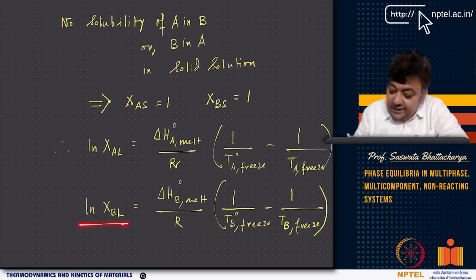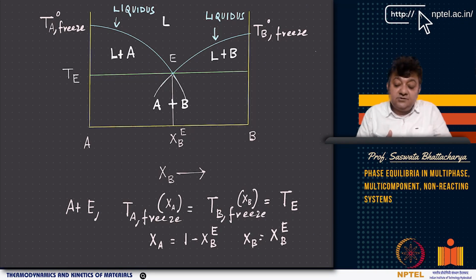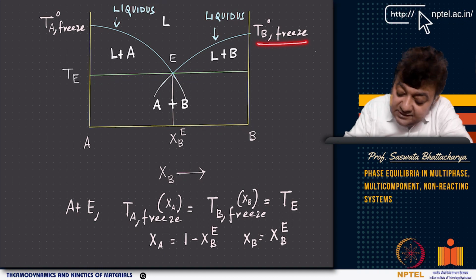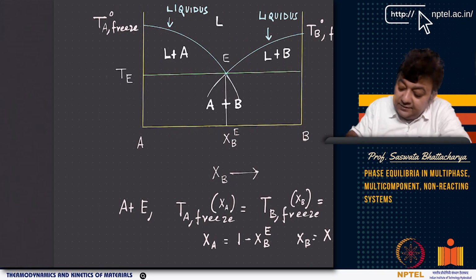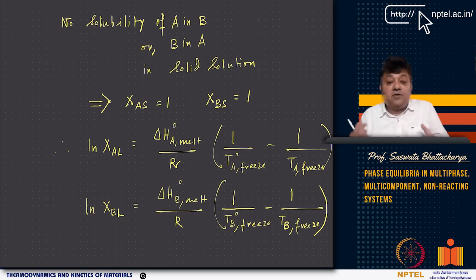Similarly, you have ln XBL, which is delta B melt by R, TB0 freeze, and then there is TB freeze. Now see, TB freeze is like this. So basically TB0 freeze here is what we are looking at. We are looking at TB0 freeze and TA0 freeze. These are the pure components. But we are also looking at the change in B-rich solution and the change in A-rich solution.